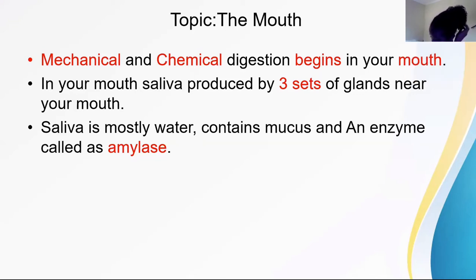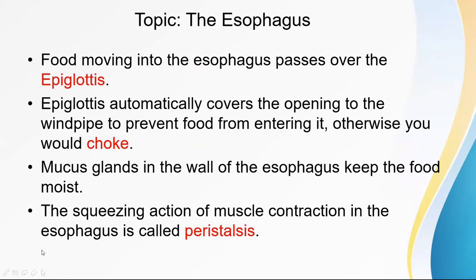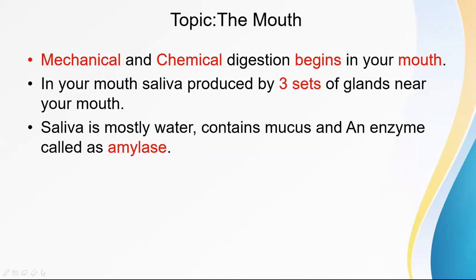Okay, let's have a quick look at each part of our digestive tract. The first part is the mouth. Once you have food in your mouth, mechanical and chemical digestion begins. Mechanical and chemical digestion both begin in your mouth.